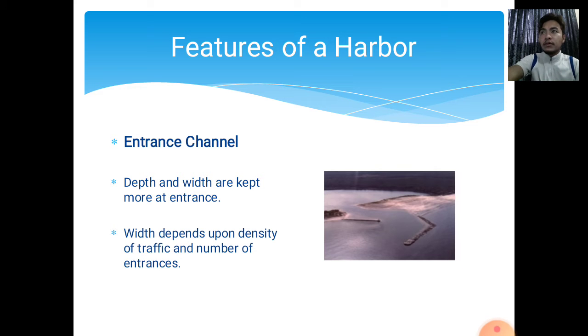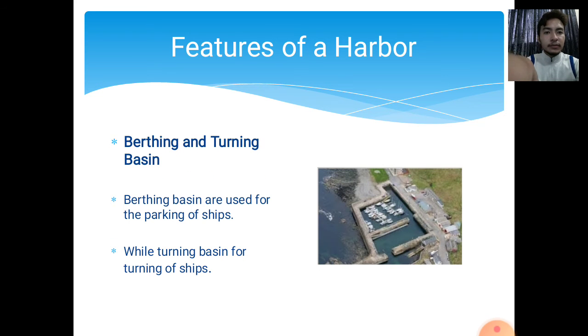Features of a harbor. Number 1. Entrance channel. Depth and width are kept more at the entrance. Width depends upon the density of traffic and the number of entrances. Number 2. Berthing and turning basin. Berthing basins are used for the parking of ships, while turning basins are for turning of ships.